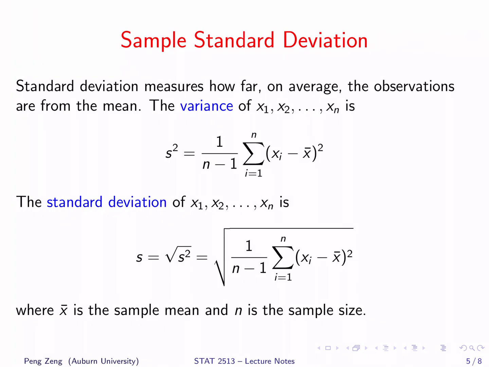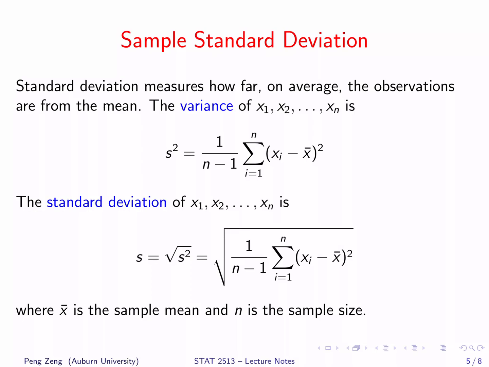The sample standard deviation is the most common measure of variation. It measures how far the observations are from the mean on average. Usually, we will first define variance. Assume that the data are x1, x2 up to xn. The formula for calculating the variance is displayed on the slide. We use S squared to denote the variance.